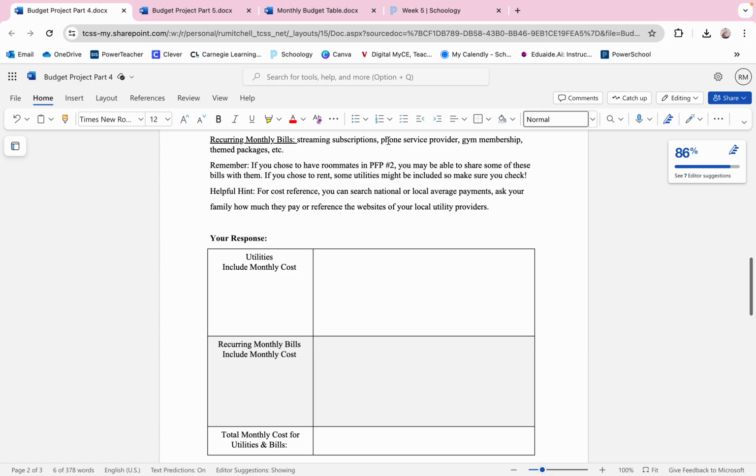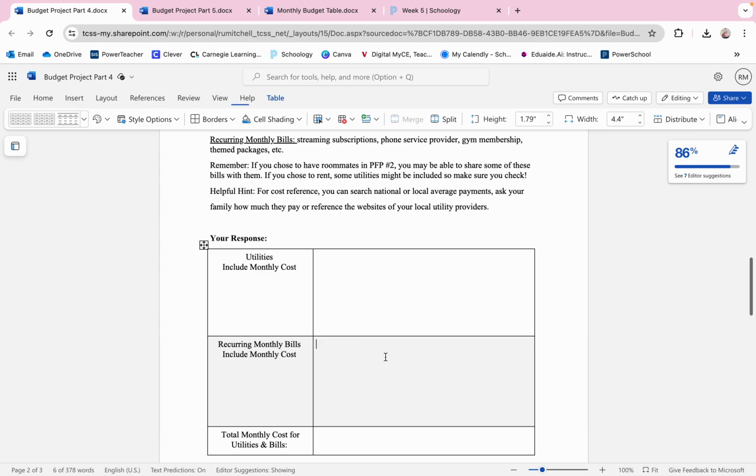Phone service providers: you need to look up a phone plan, or if you already pay for your phone plan, just put phone plan and tell me how much you're paying right now. If you have any type of gym membership or want that in the future, you need to add that in. And anything like that, like a DoorDash subscription, or Amazon Prime, anything that you have to pay every month, you'll need to add that here.